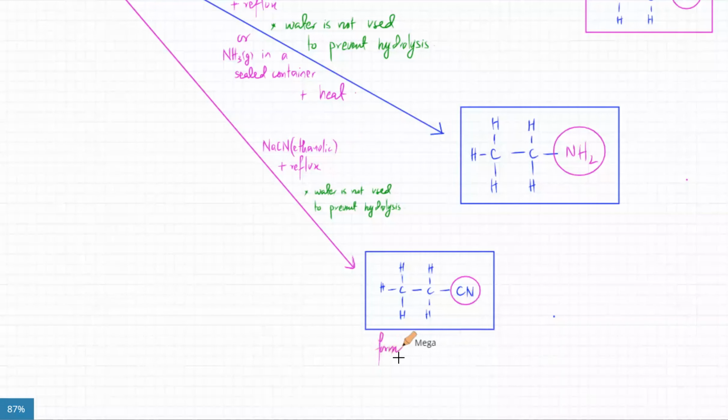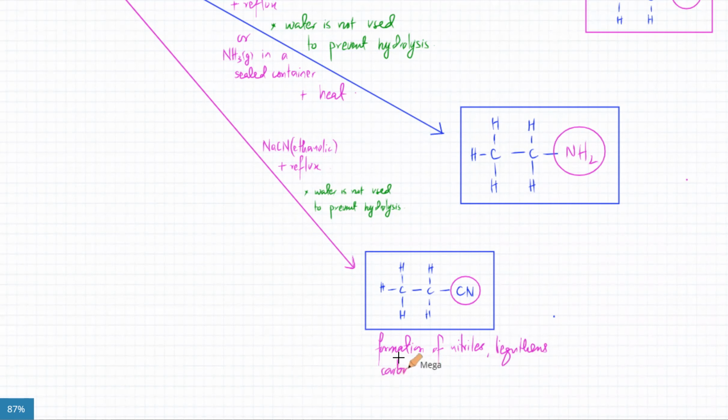So formation of nitriles, because a lot of times you want to increase the carbon chain length. Let's say if there's a 2-carbon atom molecule, you want to turn it into a 3-carbon atom molecule. That's what you're going to do. You're going to add a nitrile. So formation of nitriles lengthens the carbon chain. Is that clear as well?